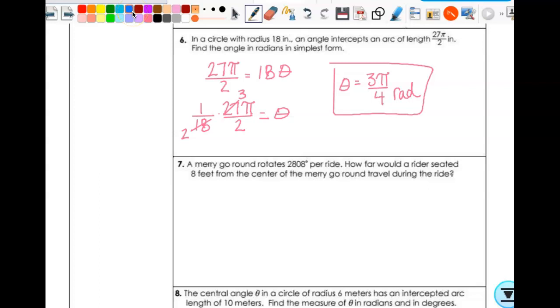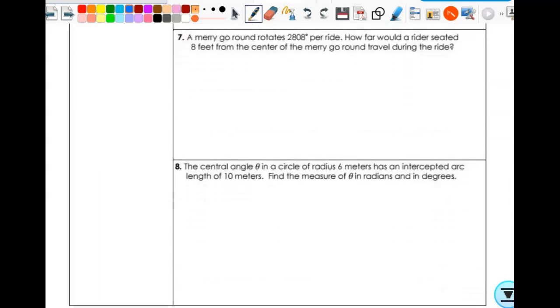It says the merry-go-round rotates 2,808 degrees per ride. How far would a rider seated 8 feet from the center of the merry-go-round travel during the ride? Okay, so first thing is we need this in radians, not in degrees. And we're not going to be able to do it the same way we could with the 30 degrees. I guess you could if you really wanted to, but that would be a nightmare. So instead, we're going to take that 2808 and we're going to multiply it by what?